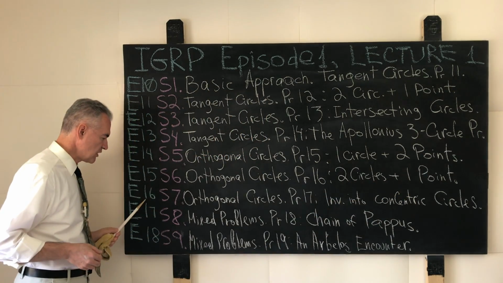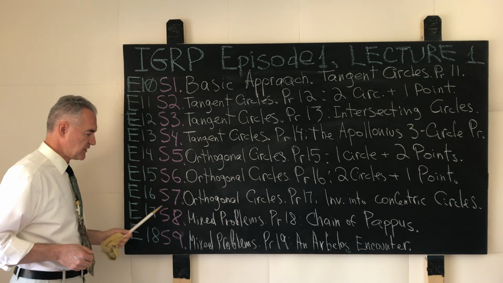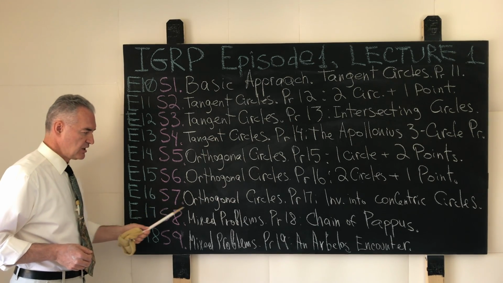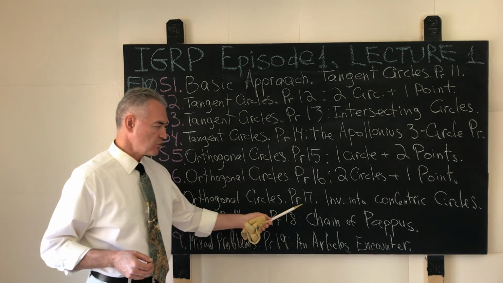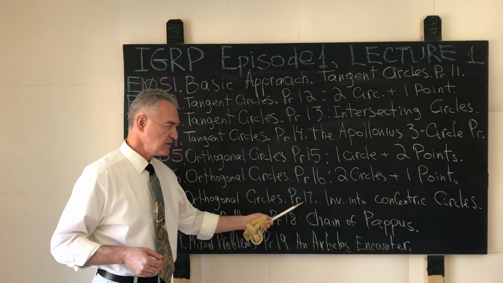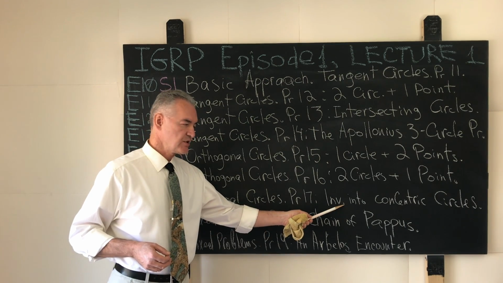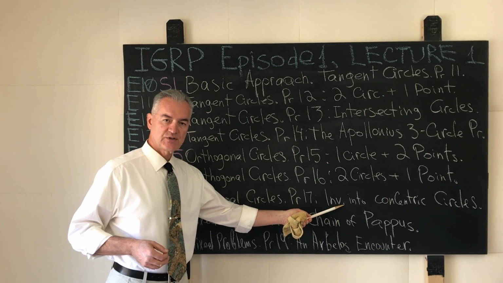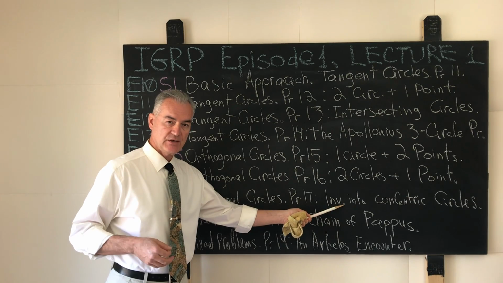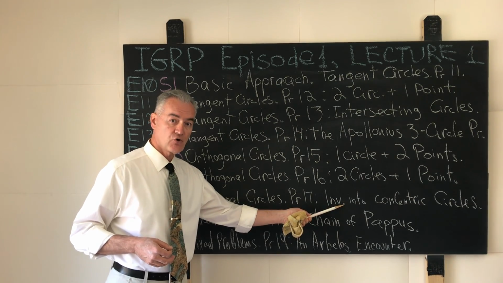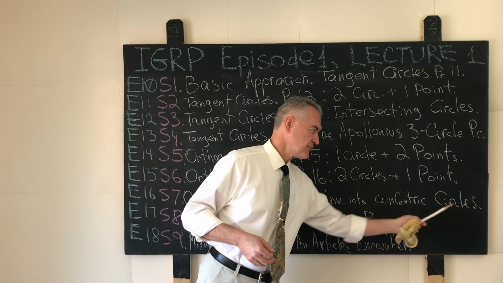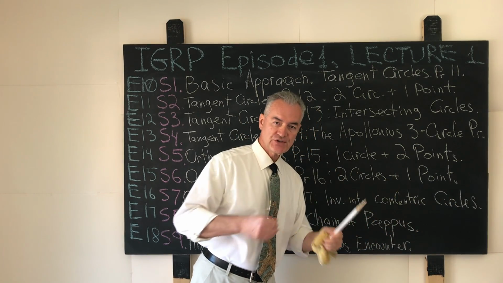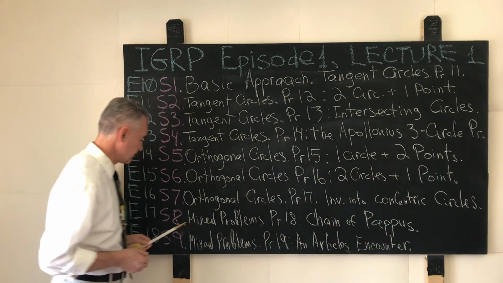Next, in episode 16, seminar 7, we will still study the orthogonal circles, and in that seminar we will solve problem number 17, and this problem will deal with the way in which it is possible to take pretty much any 2 circles and invert them into concentric circles, or circles that have one and the same shared center.